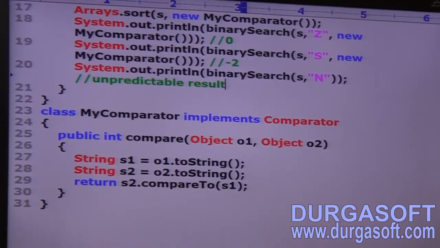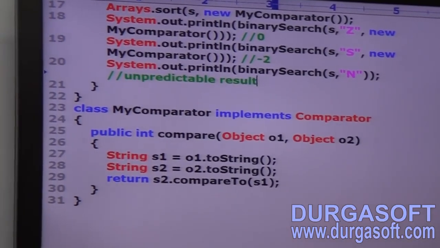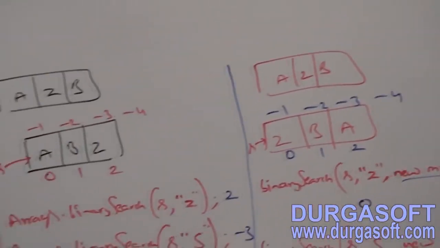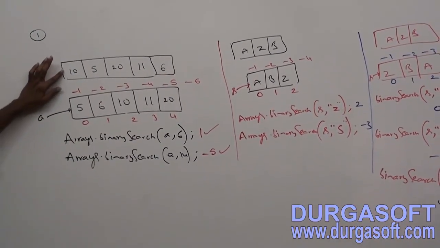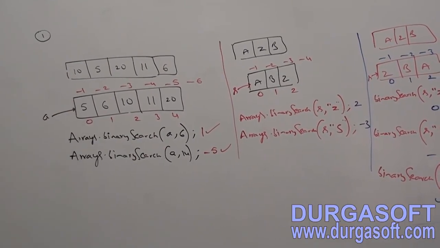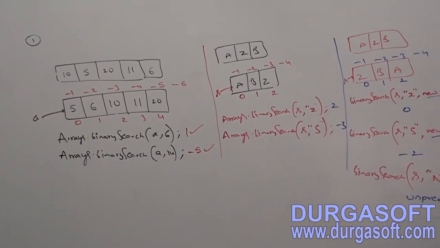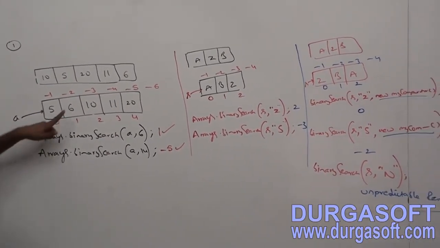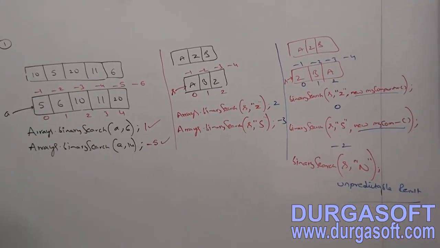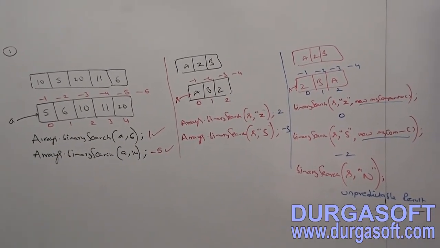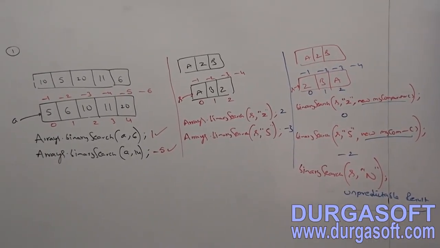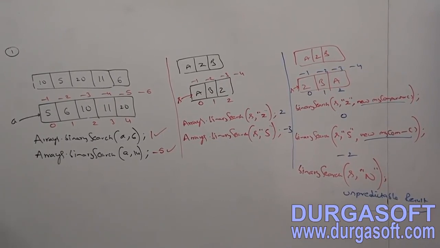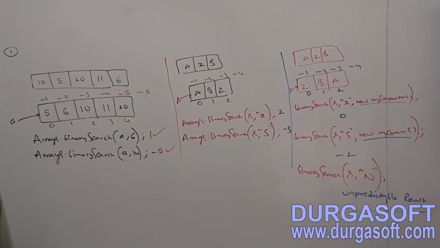Completed, right, the program. And after completing the program, better to take these three things. Here this is before sorting the array, after sorting the primitive array, a comma 6. Now 6 is available at first index, that's why 1. A successful search returns the index. Take these three things.